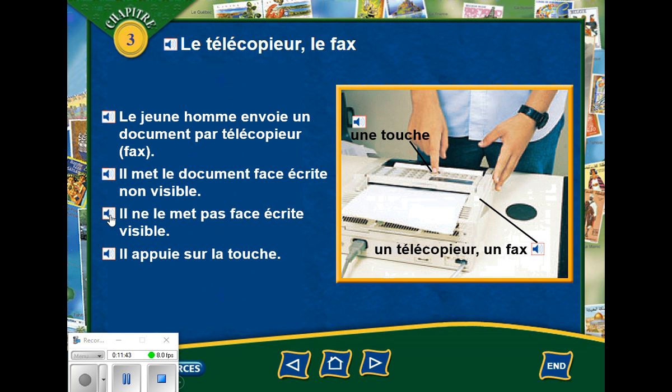Il ne le met pas face écrite visible. He doesn't put it. Here's our pronoun, le. Can you tell what it's taking the place of? Le, the pronoun here, is replacing le document. He doesn't put it face up. So face écrite visible means the written side or the written face is visible. That means face up. So he, in the negation, doesn't put it face up. Okay, so again, just a reminder of how we have different word order in different languages. Il appuie sur la touche. Appuyer is another YER verb, like envoyer and essayer, and it means to push or to press. He presses on the button.